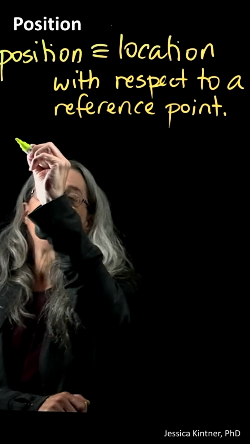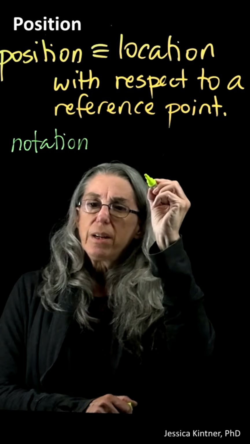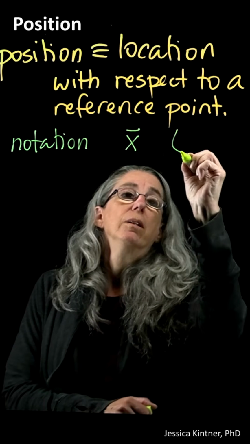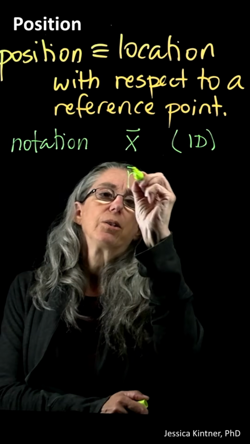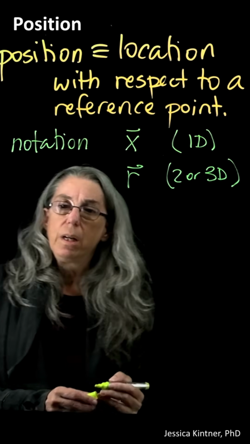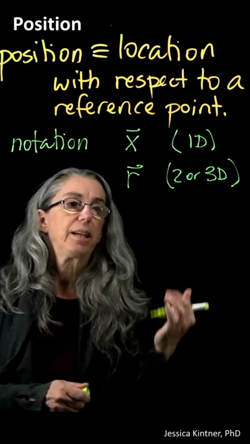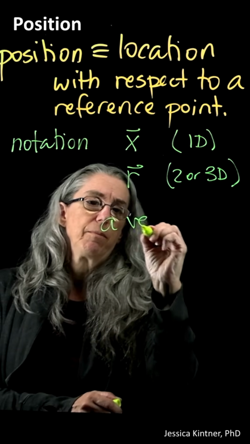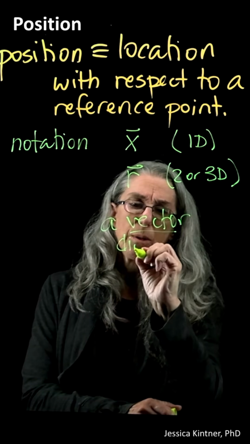The notation that you will use will depend on the book. It's very common in intro physics textbooks to use x vector for 1D motion and often use r vector for 2 or 3D motion. The vector arrow that I'm drawing over the top indicates that it is a vector. So position is a vector, and that means that direction is important.